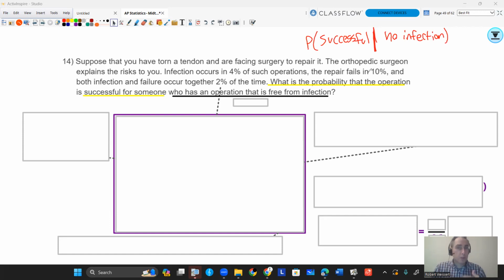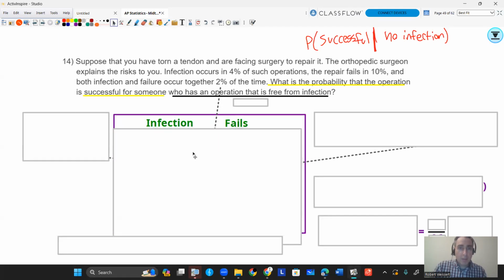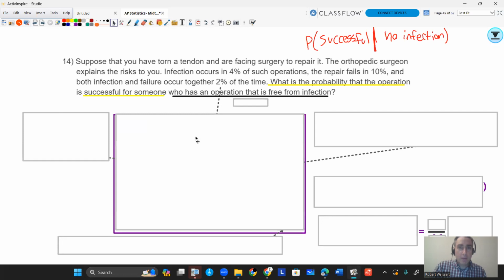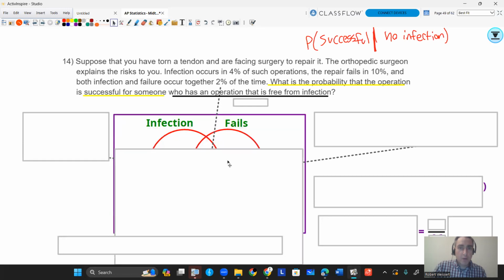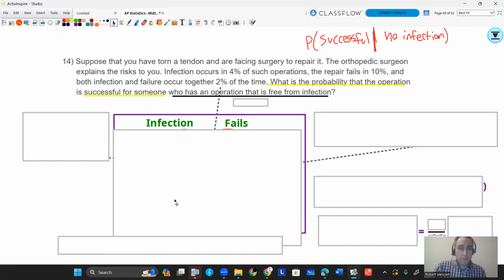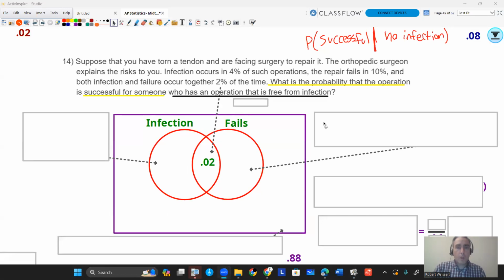Now, in a problem like this, when there's no table, there's no diagram, it's best that you make one. In this case, screams Venn diagram. So let's set up what we can, okay? We have two main types of things. We have infection occurs in 4% of such operations and fails in 10%. So I'm going to start with infection and fails. Now, what we know is that the problem does say both infection and failure occur 2% of the time together. So I know that I can put my 2% right in there.